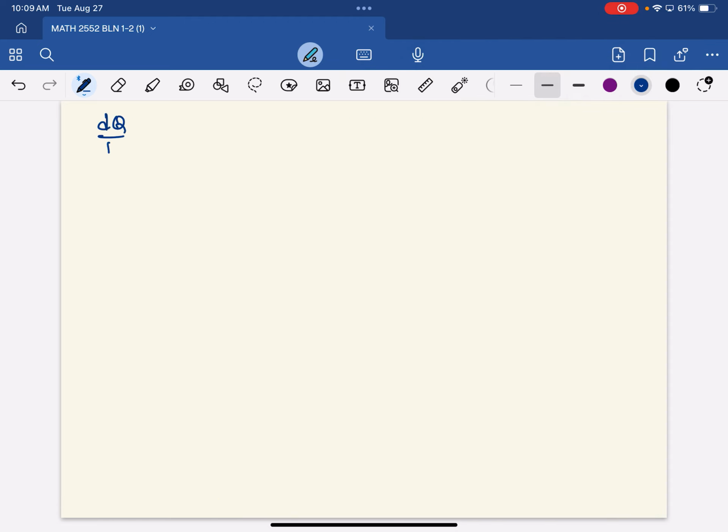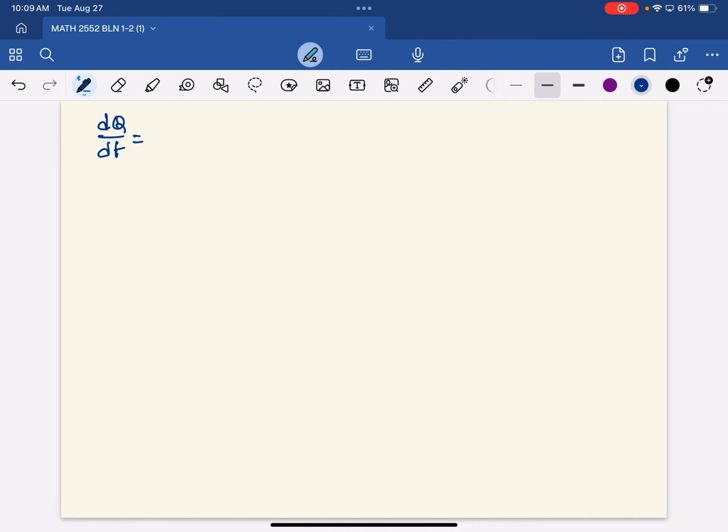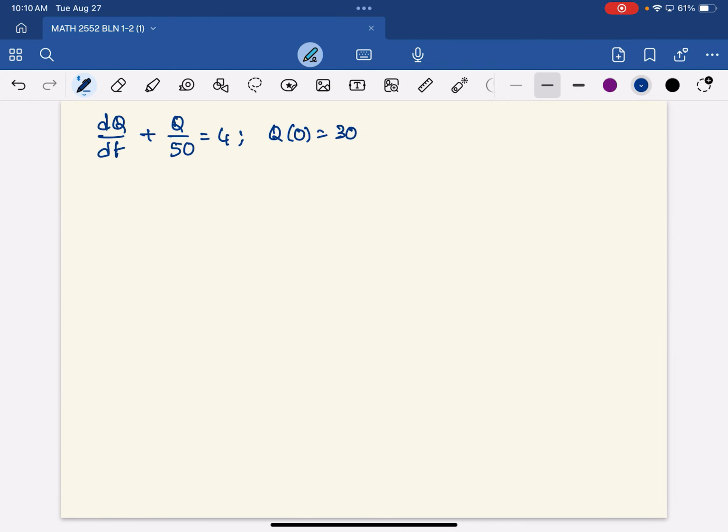dq dt plus q over 50 equals 4 and my q of 0 equals 0, right? No, not 0. Q of 0 is 30, I think. That's what I have, right? So the integrating factor, no, the P of t here is 1 over 50. And Q of t is going to be 4.